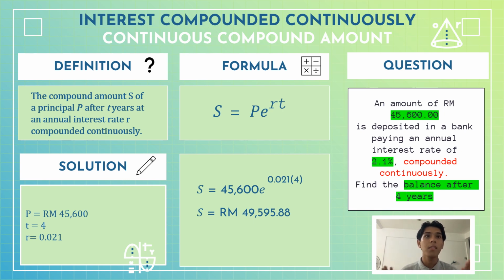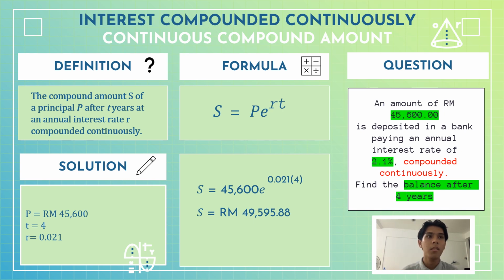So, what is interest compounded continuously? Interest compounded continuously has two subchapters, which are continuous compound amount and continuous present value. The definition of the continuous compound amount is the compound amount S of a principal P after T years at an annual interest rate R compounded continuously. The formula is S equals P e to the power of RT.